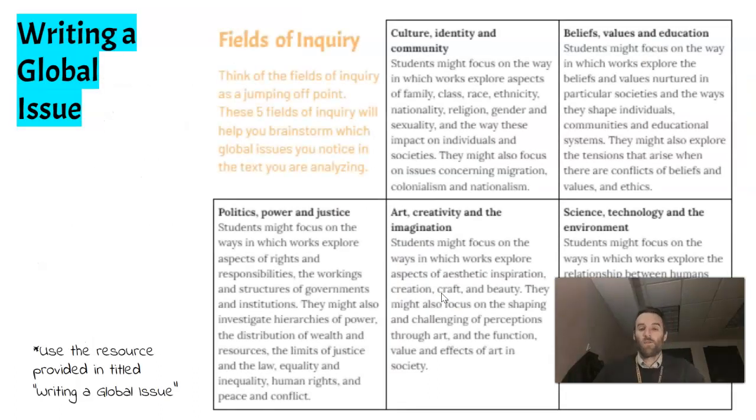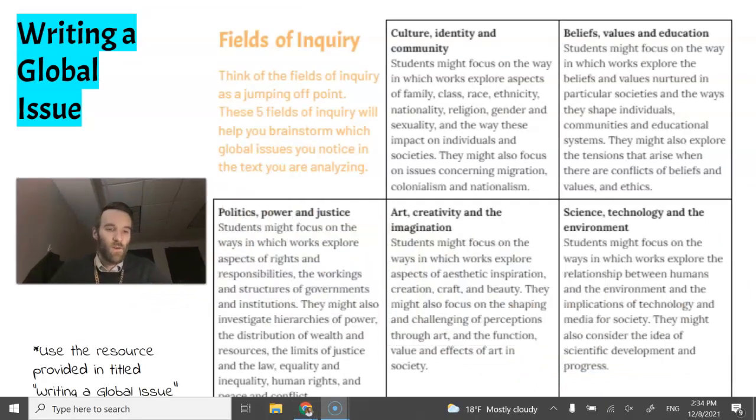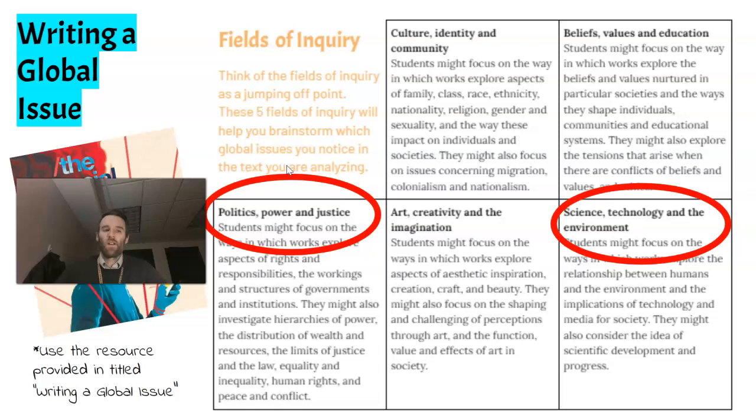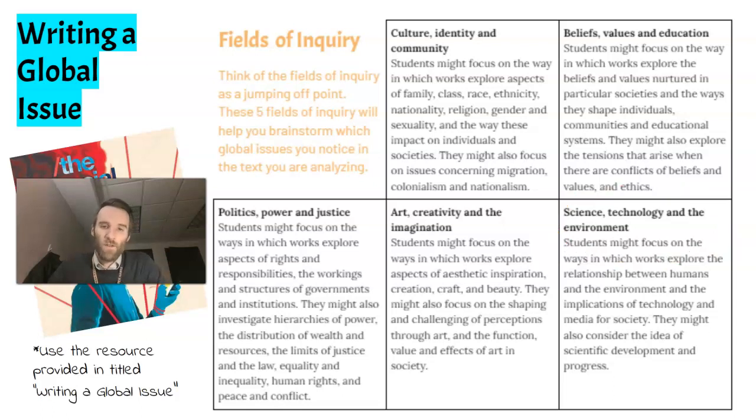This is another piece of review. If we look at this, you remember these fields of inquiry, right? You're going to pick a couple of them, to kind of guide you to the global issue. These are not the global issue. These are categories where a global issue might fit. Politics, power, and justice, science, technology, environment, those 2 things might have a lot to do, especially with what we're reading now with Persepolis, politics, power, and justice. Culture is very important.